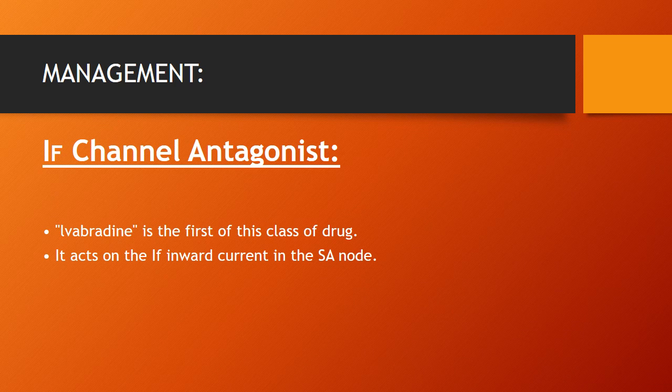IF channel antagonists include ivabradine, which is the first of this class of drug, and it acts on the IF inward current in the SA node, and this will reduce the heart rate of the patient, so reduces the myocardial oxygen demand.